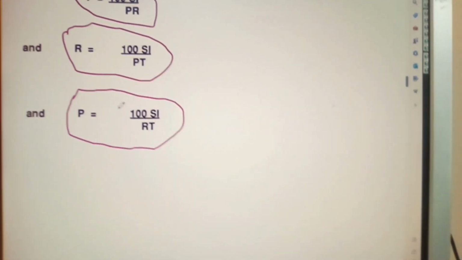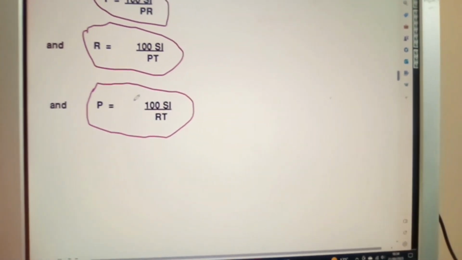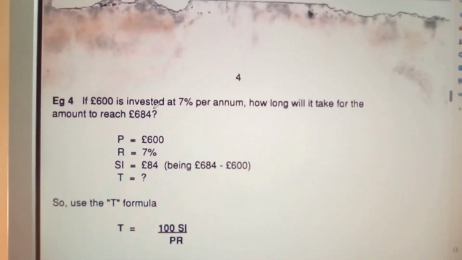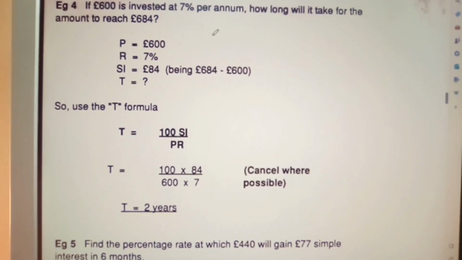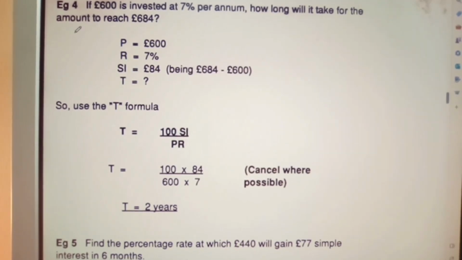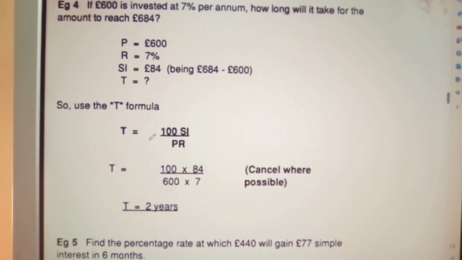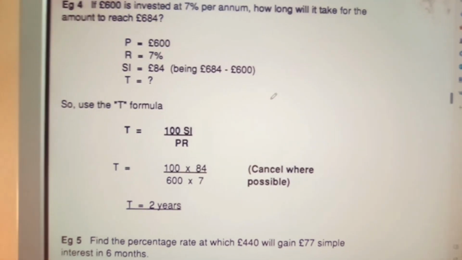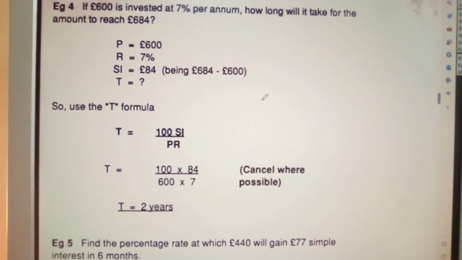Now you should be familiar with transpositions already, because it's something you would have had to do previously, to make sure you understand the concept behind it. And back to where we were. If £600 is invested at 7% per annum, how long will it take to reach 684? We don't have a time, so we need to transpose for t. And again, I like to write out the formulas for myself from the beginning, so please remember the formulas and how it works.